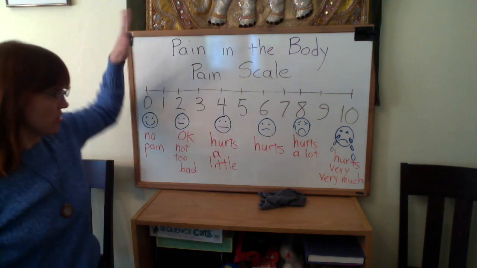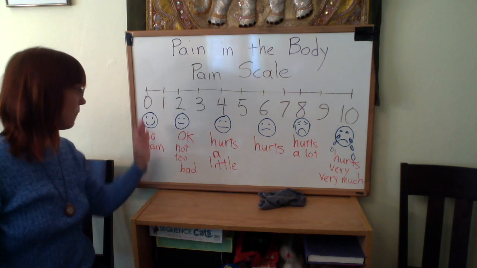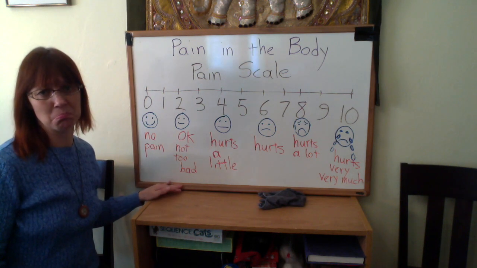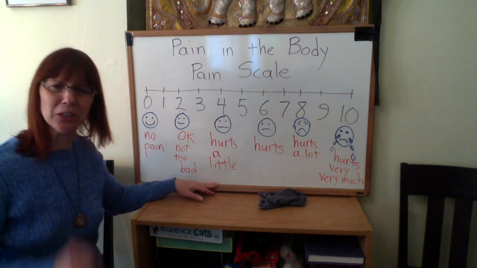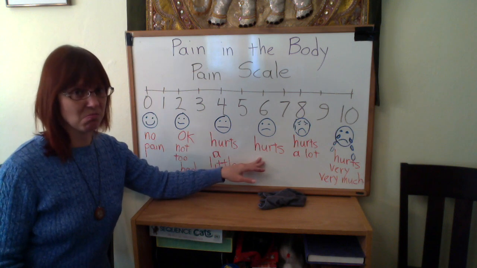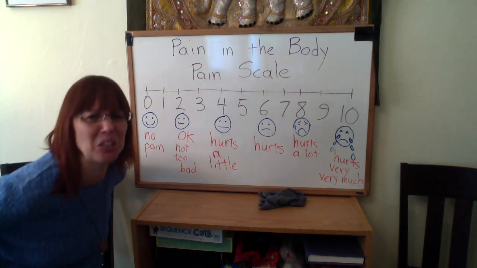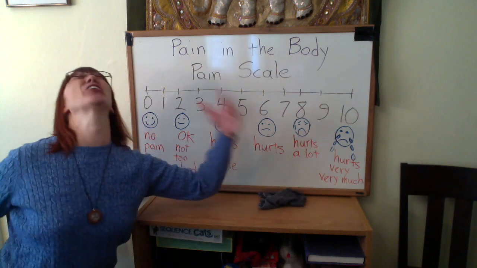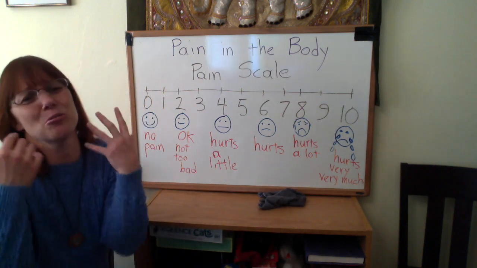So let's review. This is the pain scale. Zero, no pain. One and two, okay, not too bad. Three or four, it hurts a little. Five or six, it hurts. Seven or eight, it hurts a lot. Nine or ten, it hurts very, very much. I am crying. I am yelling. I need to go to the hospital.